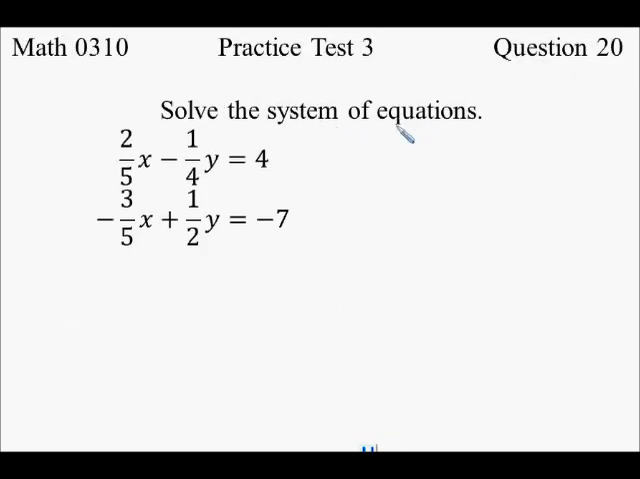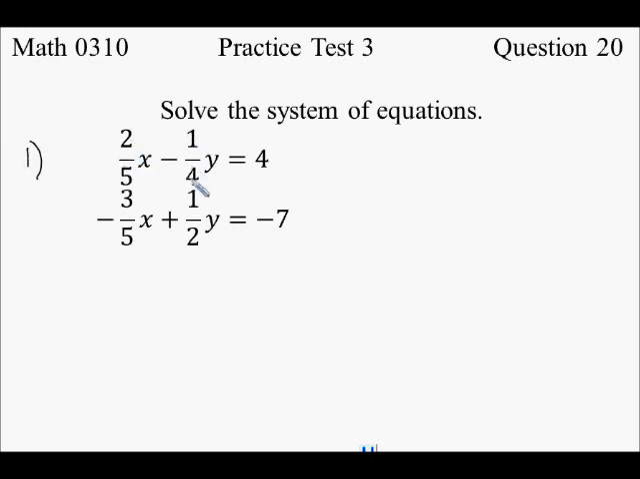Question 20. Solve the system of equations. Here we can see each equation has some fractions in it, so I think it's going to make it an easier problem to work with if we first clear the fractions out of each equation. So let's look at equation number 1 here.